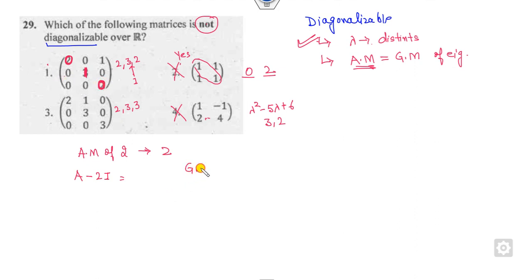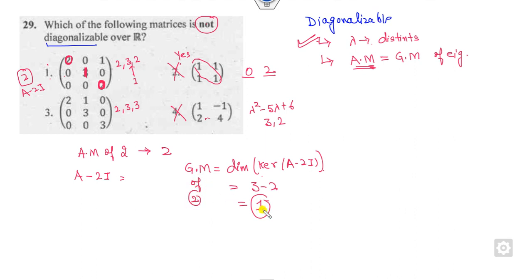So we have to find the geometric multiplicity, the dimension of the kernel of A minus 2I. What is the rank of this? Rank of A minus 2I is 2. So what is the dimension of this? 3 minus 2, 1. So the geometric multiplicity of the eigenvalue 2 is 1, but the algebraic multiplicity is 2, which is not equal. So this is not diagonalizable. So the right answer of this problem is here.